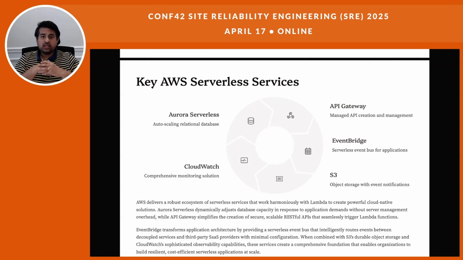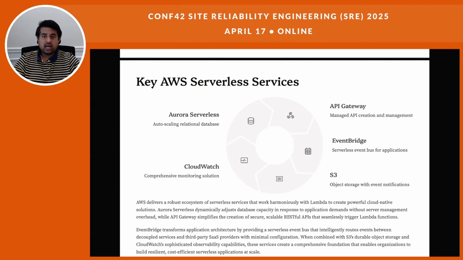Studies have shown that Aurora Serverless can reduce database cost by 30 to 50% for applications with variable workloads. It auto-scales database capacity within seconds, maintaining consistent performance and reducing the need for manual capacity planning. For applications with unpredictable traffic patterns, Aurora Serverless has been reported to decrease database administration time by up to 60%. API Gateway simplifies the creation of secure, scalable RESTful APIs that seamlessly trigger Lambda functions.